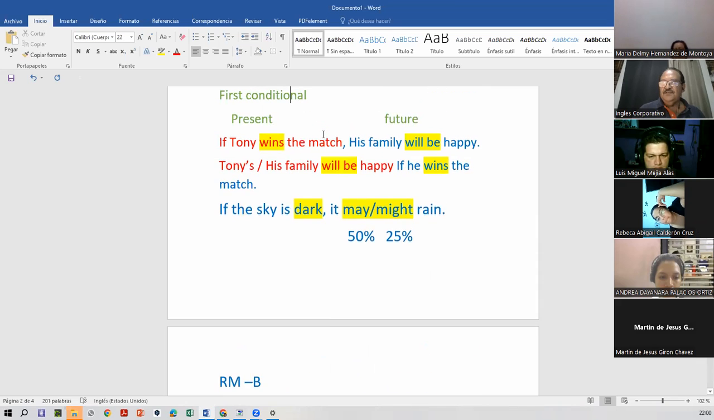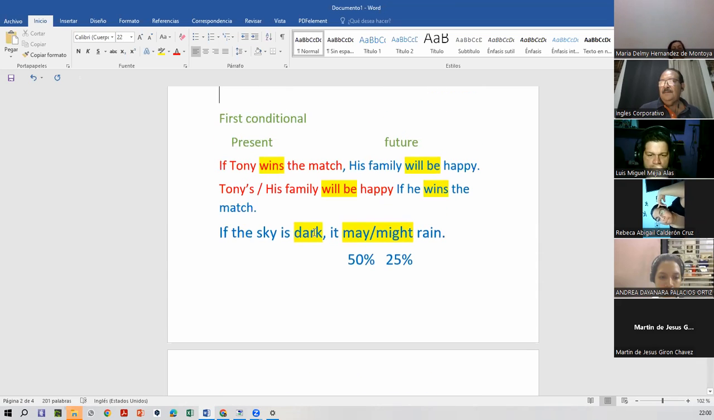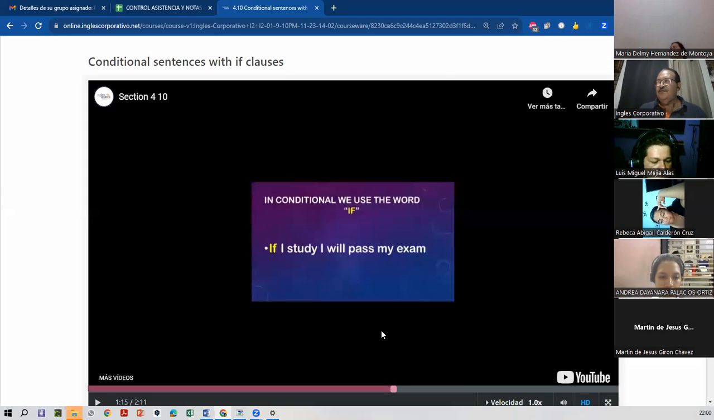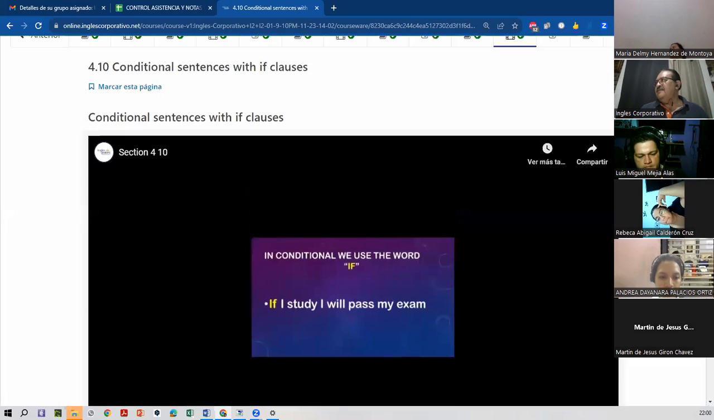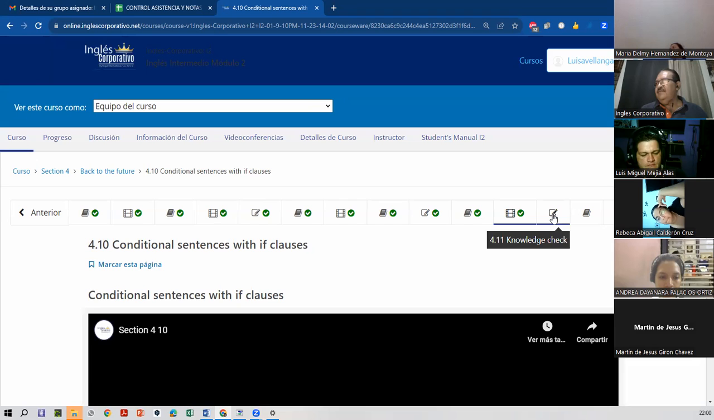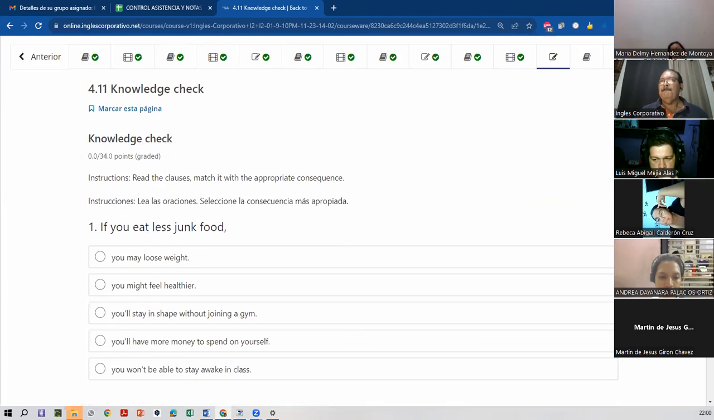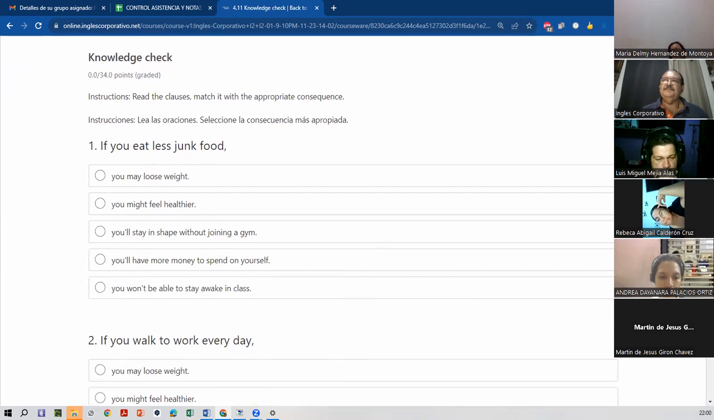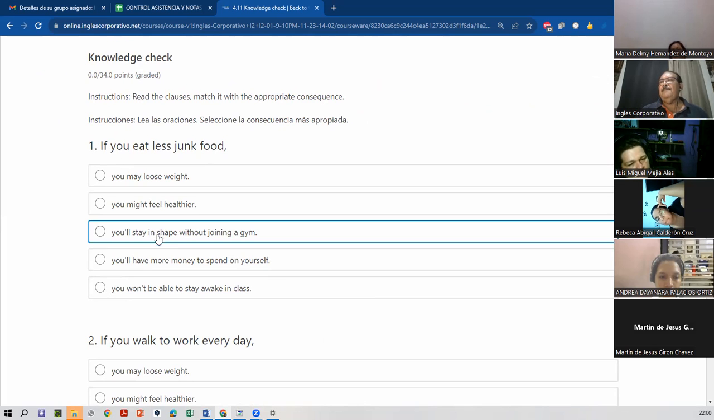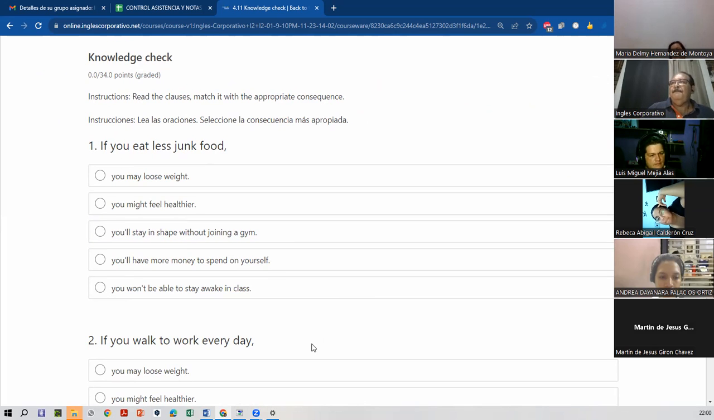future, right? The first conditional using will, may, and might. That's where we are going to test. Okay, here we have. Now look at this. If you eat less junk food, you may lose weight.